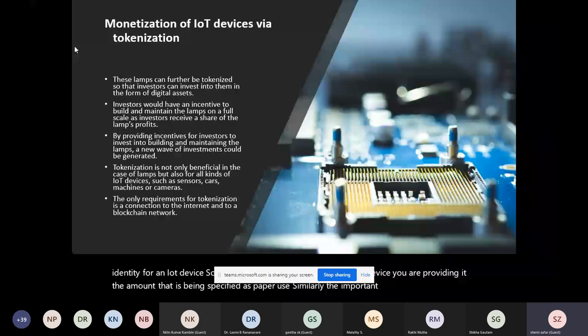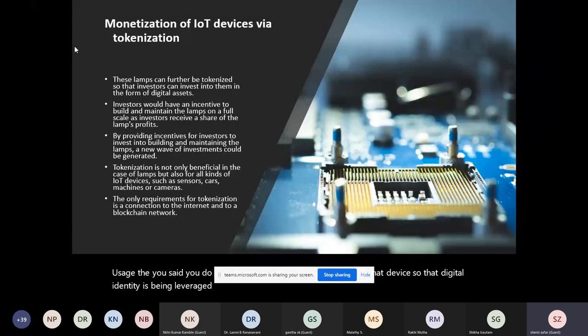For example, we are talking about autonomous cars, sensors, machines, and cameras. The most important requirement is that tokenization needs a connection to the internet and to a blockchain network. Here you are providing that device a token, and that token creates a digital identity of that device. The amount you pay depends on the usage you do with that device, so that digital identity is being leveraged and the transactions are made faster.